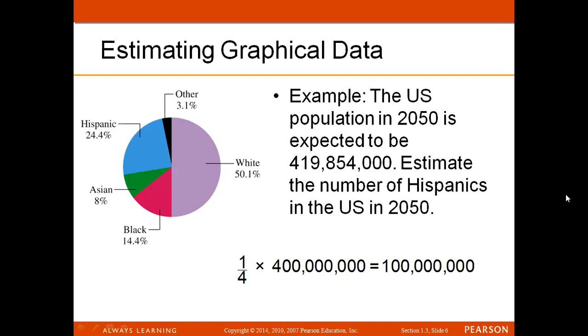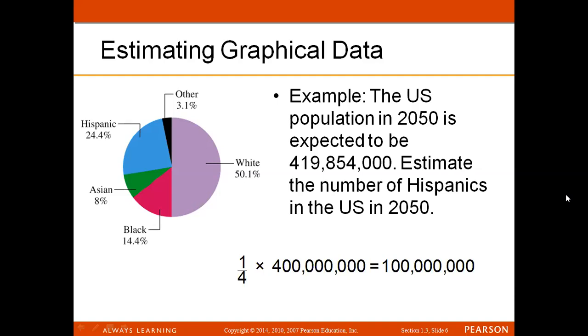According to our chart, in 2050, we expect 50.1% to be white, 14.4% to be black, 8% to be Asian, and 24.4% to be Hispanic, with the remaining 3.1% being other.